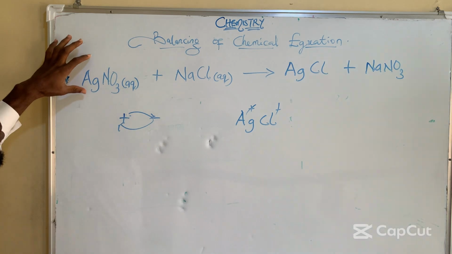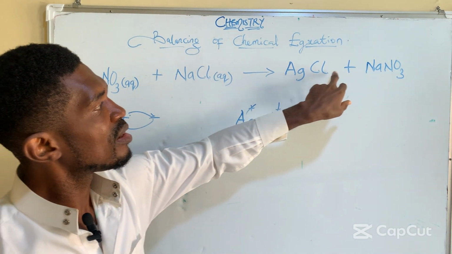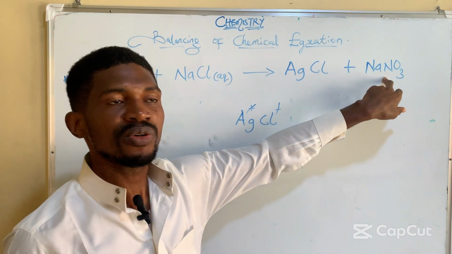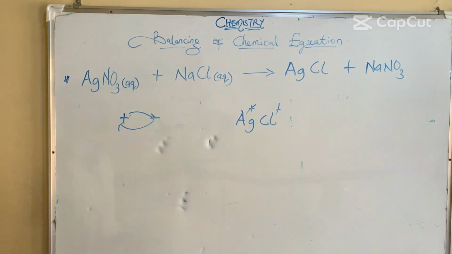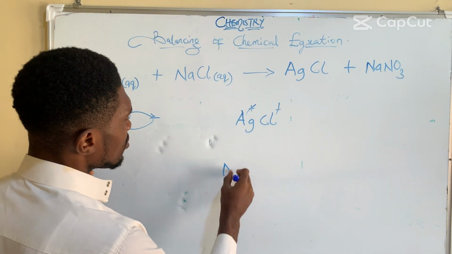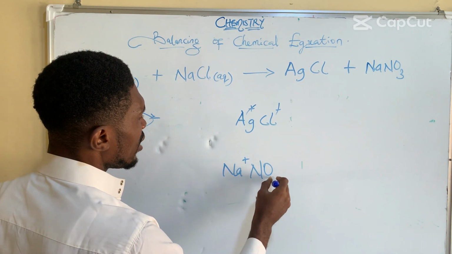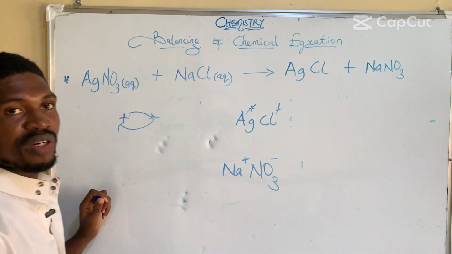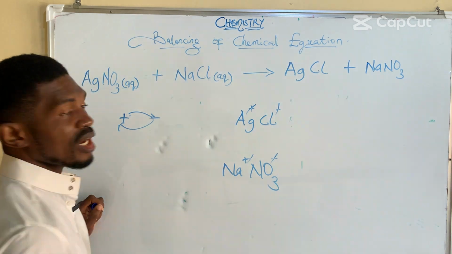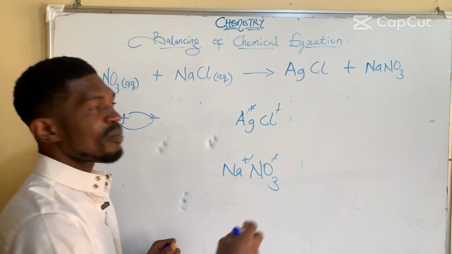So the reaction of both of them will give us what? Silver chloride plus sodium trioxonitrate. Now, just as I've done here, sodium is plus, and we have NO3 as -1. So this will both cancel each other, and we'll have something like this, and this is it here. So this equation is balanced.